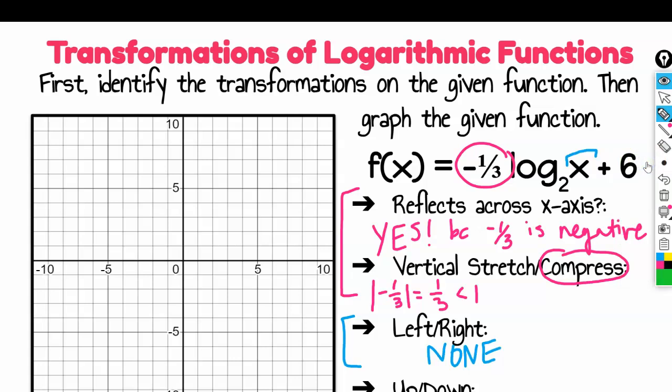So what that means for that plus 6 at the end is that this is a k value. So what that means is our graph moves up 6. And that's pretty much it. Hopefully these examples were helpful in refreshing your memory.